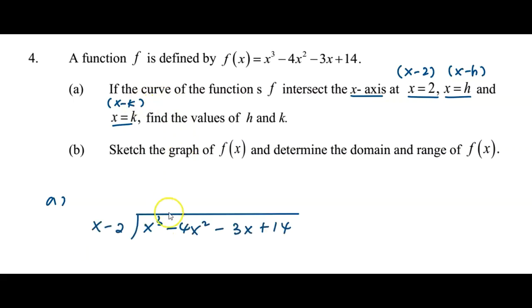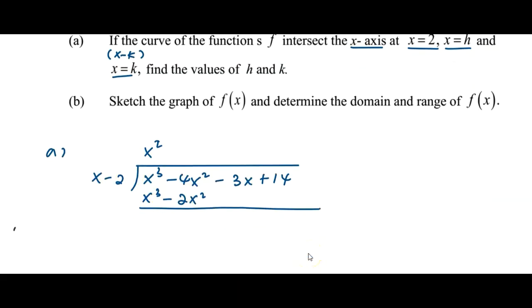So here is the method. Taking the function divided by x minus 2, I will get x squared. x squared multiplied by x gives x cubed, and you get a negative 2x squared. Then minus: you have a negative 4x squared minus a negative 2x squared. There is a negative 2x squared, because a negative negative will produce positive, so you get a negative 4x squared plus 2x squared. And bring down the negative 3x and the 14.